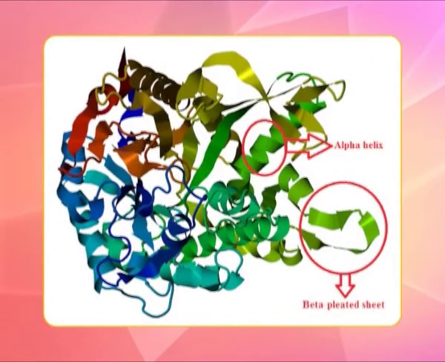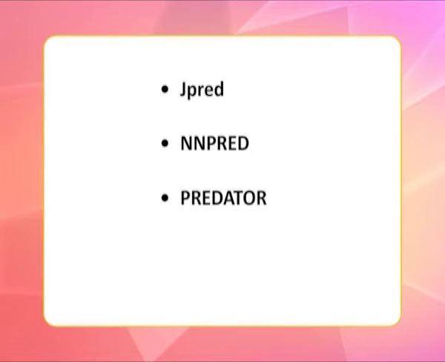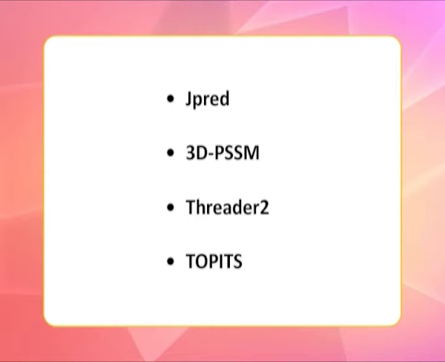Step 8. Determine the putative structure of your protein. PDB BLAST. In order to predict the secondary structure of protein, programs like JPRED, NNPRED, PREDATOR and SSP can be used. For fold recognition software, programs like JPRED, 3D-PSSM, Threader2 and TOPITS can be implemented. For predicting the structural features, programs like Modeller and Swiss-Model can be used.